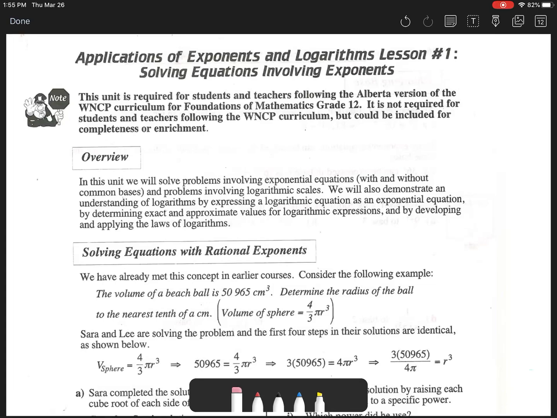Hey guys, welcome back. I'm going to start into the next chapter, solving equations, both exponential and logarithmic, from the feedback I got from both you guys and some parents. I think this is probably the way to go moving forward. So we are going to do the next chapter again on exponents and logs.